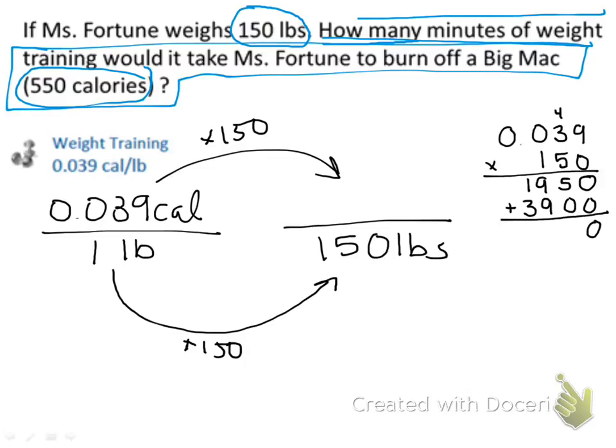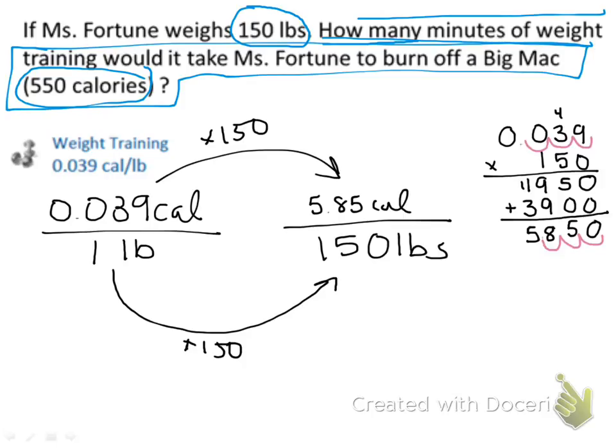0 and 0 is 0. 5 plus 0 is 5. 9 plus 9 is 18. 3 plus 1 is 4, plus 1 is 5. Then I need to add my decimal, and I do that by counting the number of decimal places in my factors. I have 3 decimal places in my factors, so I'm going to add 3 to my answer. And that tells us that in 1 minute of weight training, Miss Fortune burns 5 and 85 hundredths calories.